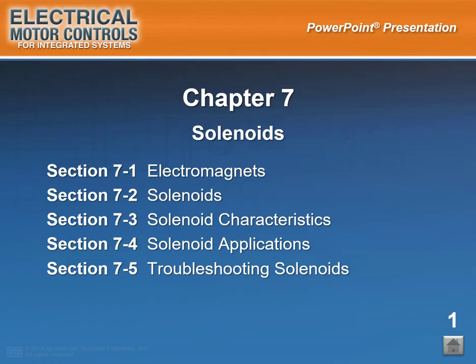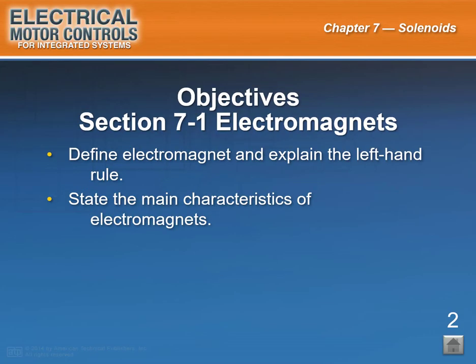Objectives. Section 7-1, Electromagnets. By the end of this PowerPoint, you should be able to define electromagnet and explain the left-hand rule. State the main characteristics of electromagnets.